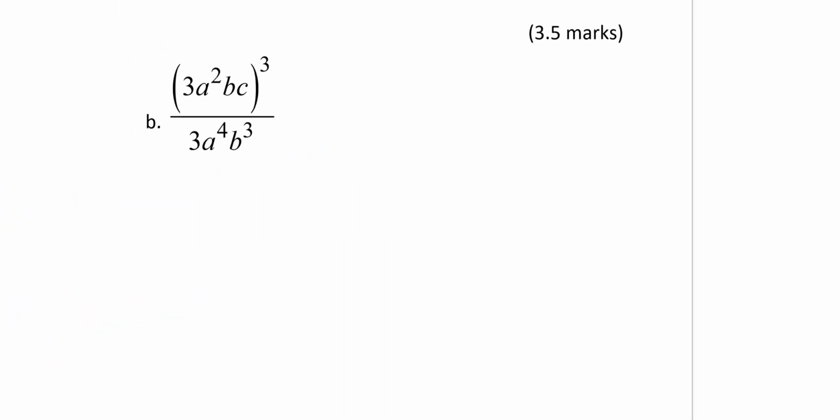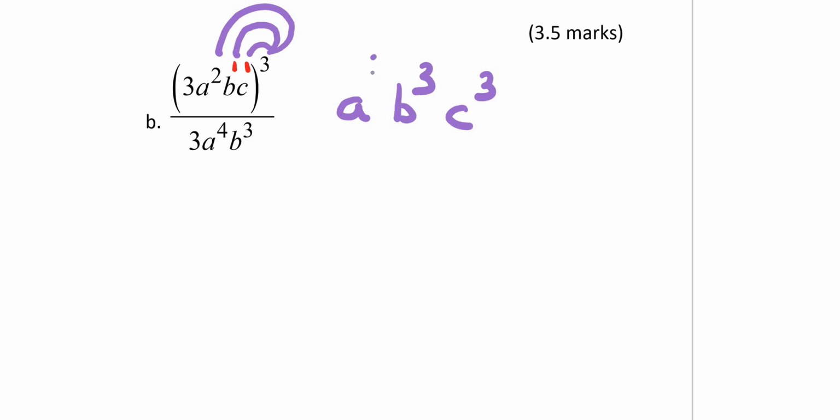Okay, let's move on to the next one here. So we do brackets first. Okay, so there's really an invisible 1 and a 1 there. So if I go backwards here, that's going to be c to the power 3. And that'll be b to the power of 3. And then 3 times 2 is going to be 6, right? So a to the power of 6.